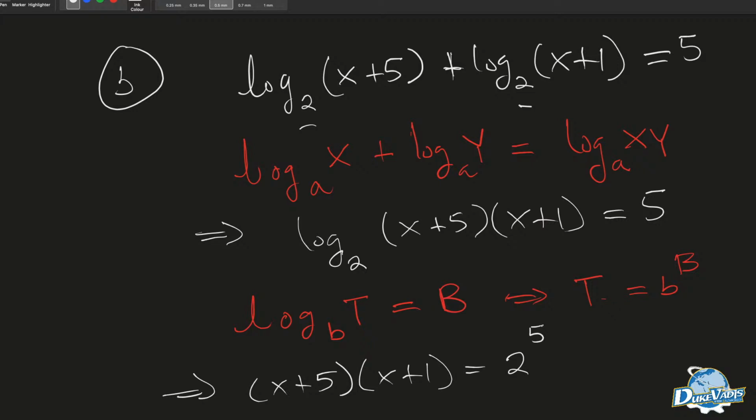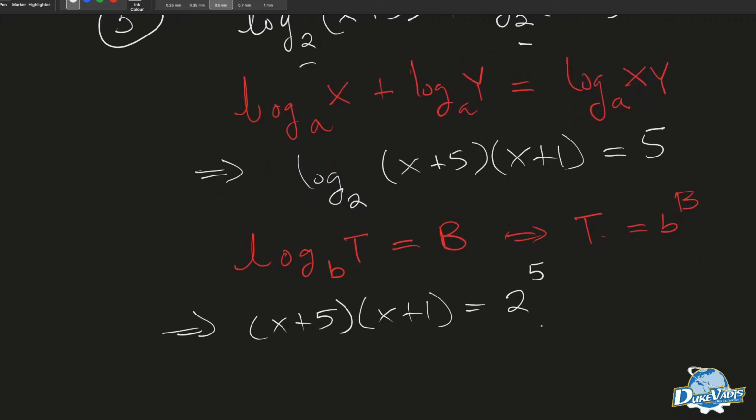2 raised to the power 5, as we know. So let's break it down. 2 raised to the power 5 is 2 times 2 times 2 times 2 times 2, five 2s. 2 times 2 gives us 4, 4 times 2 is 8, and 8 times 2 is 16, times 2 again. So we get 32.